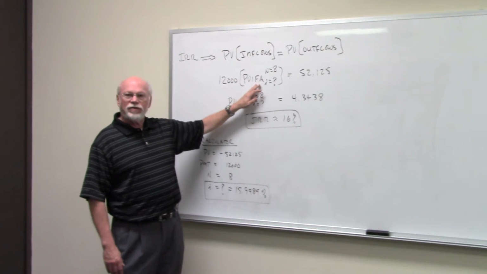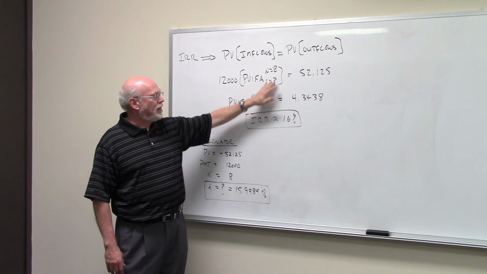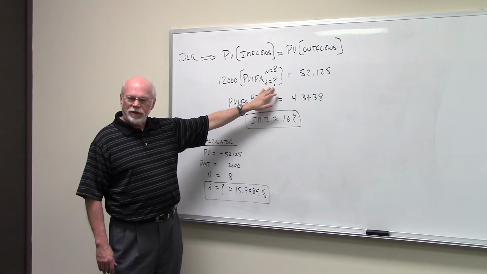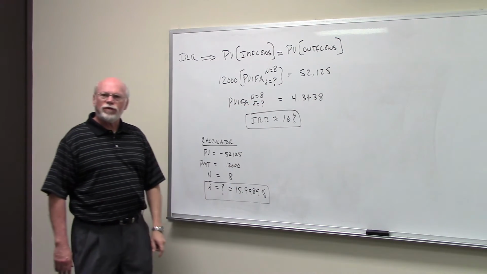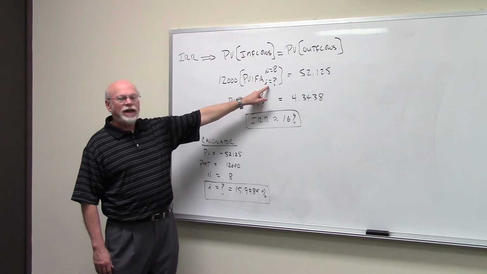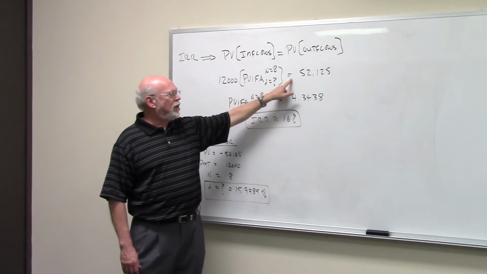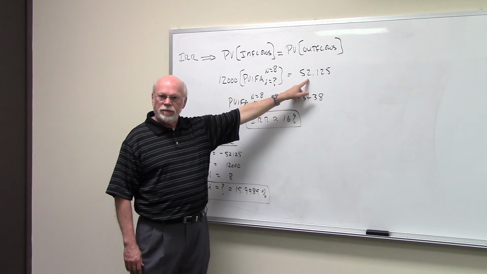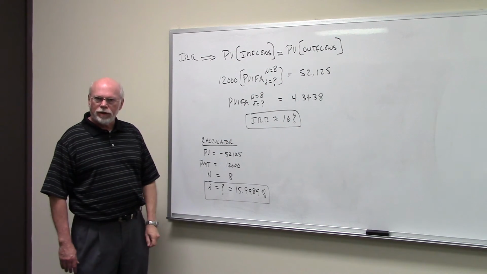12,000, if you want to find the present value, you'd multiply by your PVIFA with n equal to 8. In this case, i equal to something. And we're going to set that equal to $52,125. So we're looking for that interest rate that sets the present value of the inflows equal to the present value of the outflows. That interest rate right here, this is your internal rate of return.